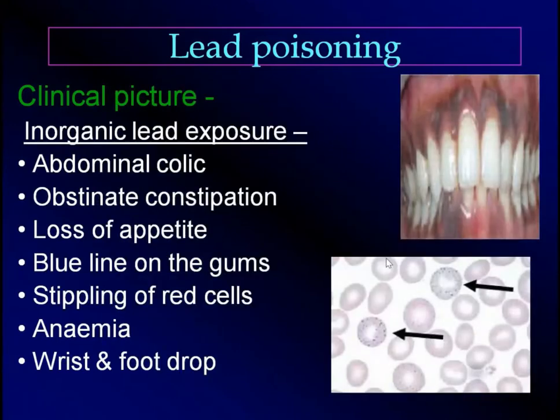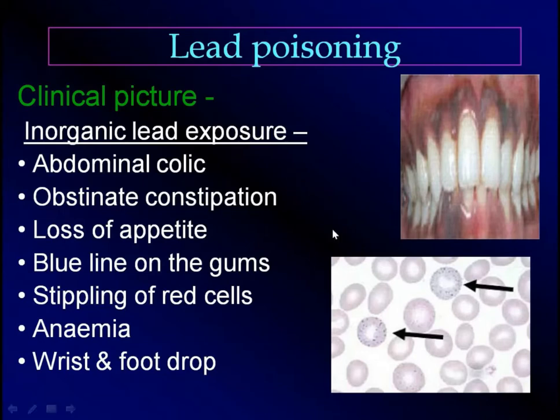And how does the clinical picture appear because of lead poisoning? Lead can be of two types: inorganic lead and organic lead. Inorganic lead causes different symptoms and organic lead causes different symptoms. Usually inorganic lead affects the GI system, and organic lead affects the CNS basically. The symptoms of inorganic lead exposure are most commonly abdominal colic, constipation, loss of appetite, and appearance of a blue line on the gums.